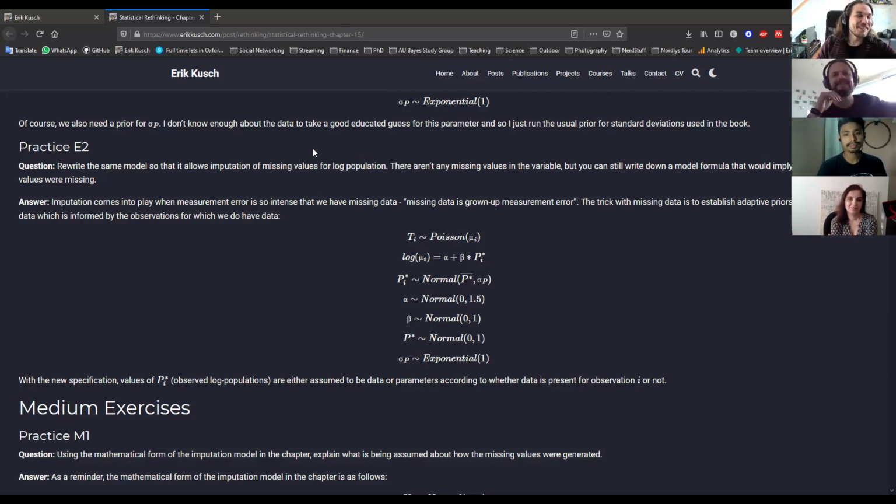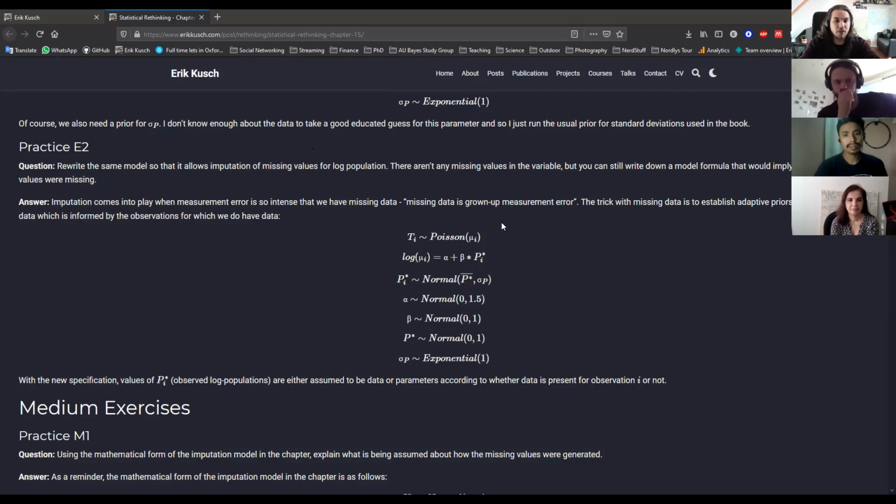All right, let's move over to the easy question number 2. In this case, we were tasked to rewrite the model from above, but allowing for the imputation of log population. So now we have missing data on our log population, but the data that we do have still has some measurement error going with it. So basically, combine measurement error and missing data.